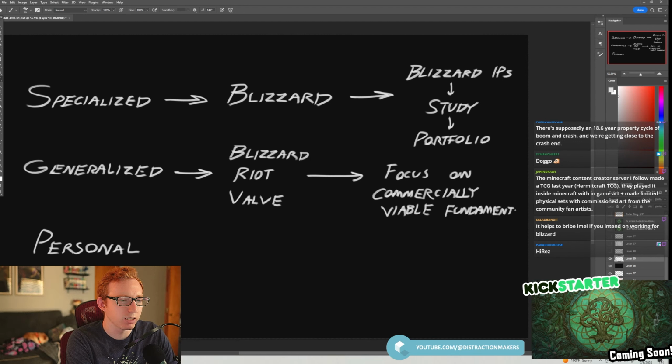What I mean by this is that if you look at the fundamentals of art, you're talking about drawing, color, value, anatomy, etc. These major fundamental things.